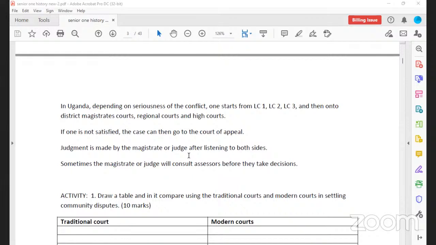We are looking at conflict resolution today in Uganda. At first, we have been looking at conflict resolution in East African societies. But right now, we want to see in Uganda, for instance, how do we solve conflicts according to what we have discussed. It depends on the seriousness of the conflict. Somebody cannot steal your pen, then you take that case to the high court. Can you do that? You can't. That is not something big.